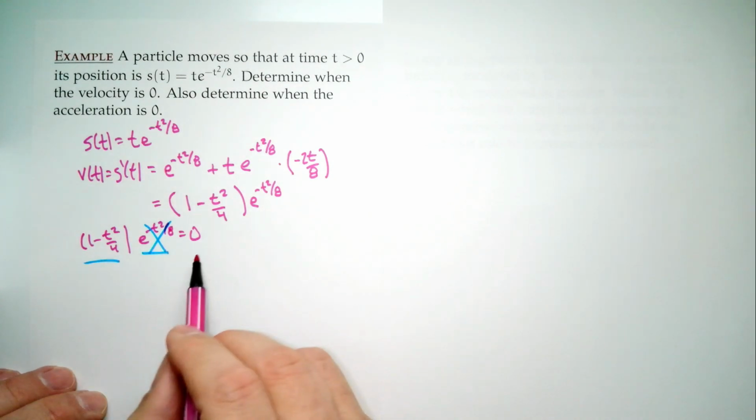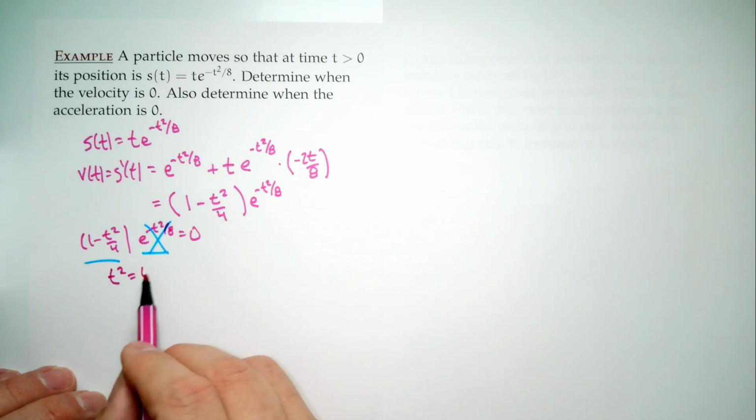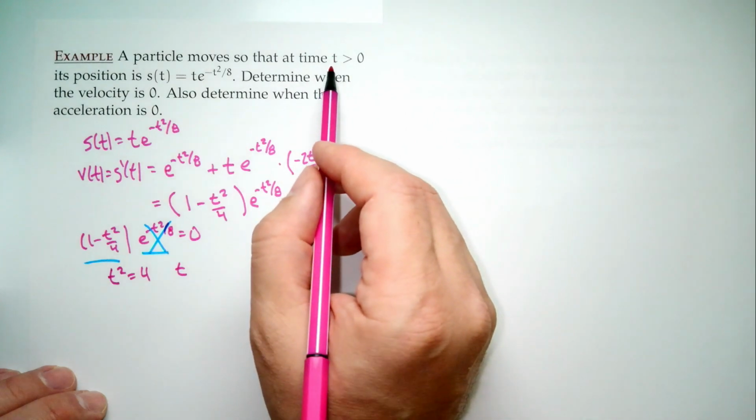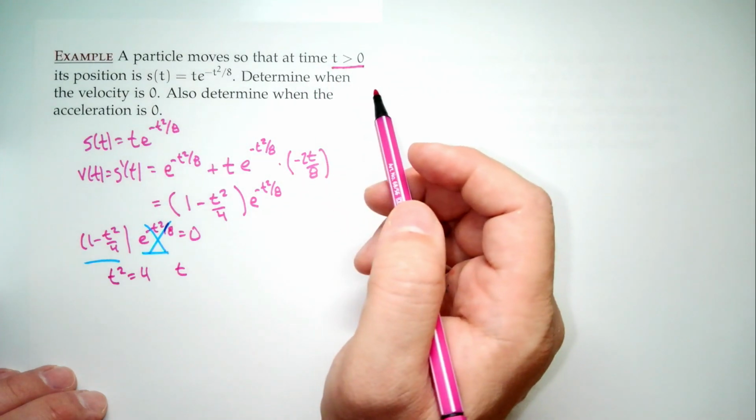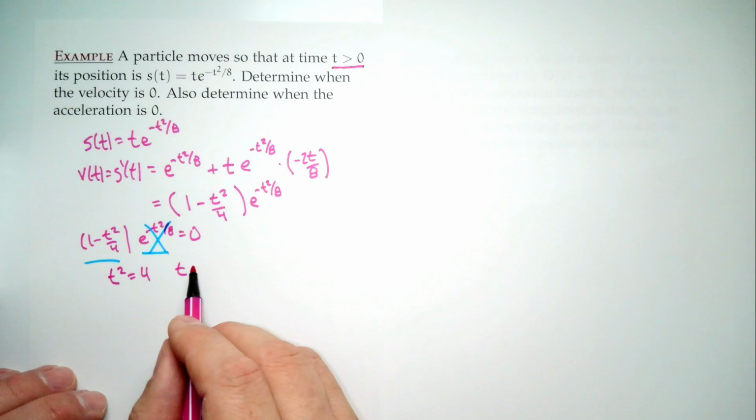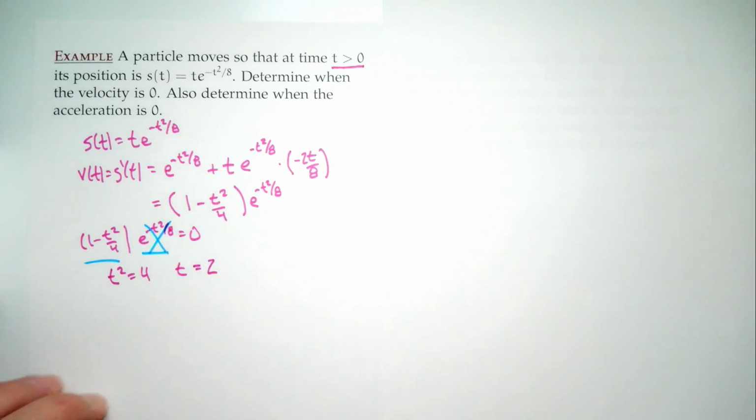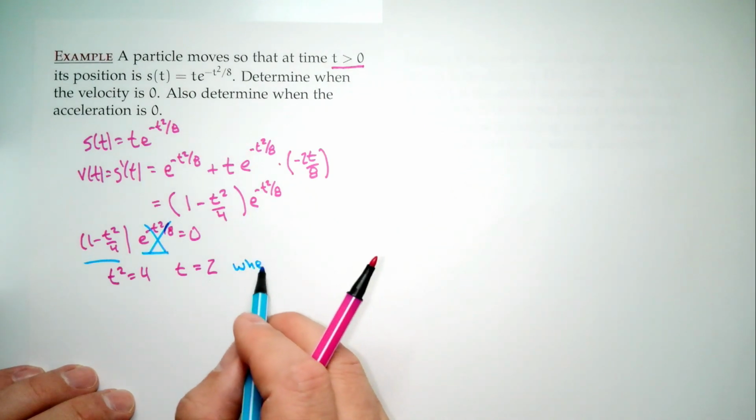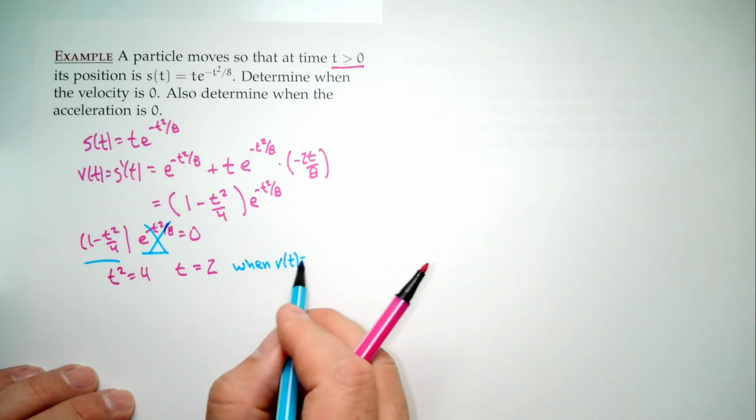So you could solve that. That becomes t squared equals 4. Or normally it would be t equals plus or minus 2, but you double check. In our case, we want t to be positive, so we don't have to worry about the plus minus. You should always double check, though, because sometimes you do need to worry about time being negative, sometimes you don't. In this case, we're okay. So t equals 2. This is when our velocity equals 0.